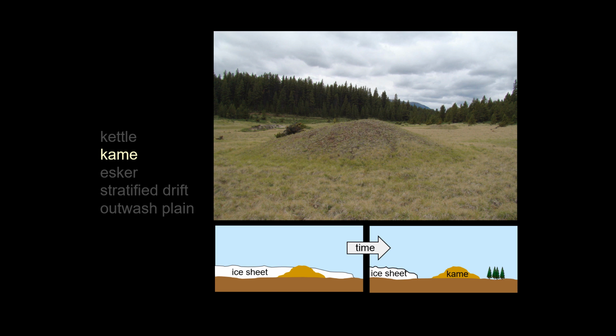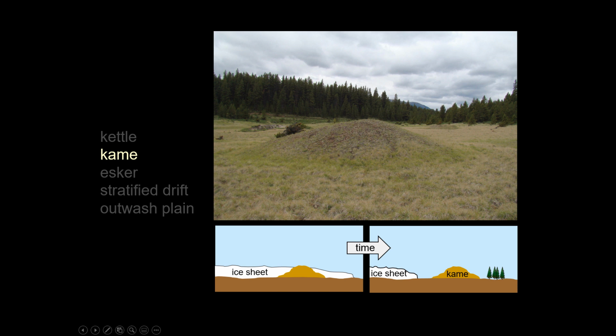A kame is a big pile of debris that has been reworked by running water at the bottom of an ice sheet, and then the ice sheet recedes. It leaves behind the stuff that has, in fact, been reworked by running water, and it's just a big pile of debris that's carried by water flowing at the bottom of an ice sheet, below where you could see if you were there. So a kame is sorted material. The pieces are of similar sizes. It's considered stratified drift.